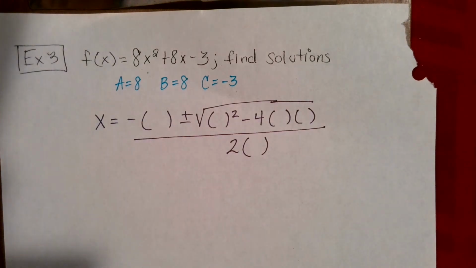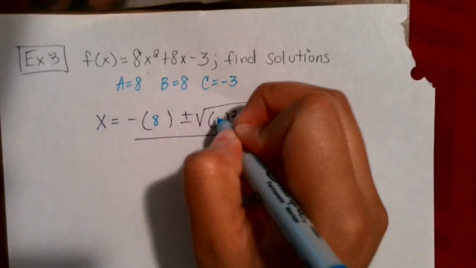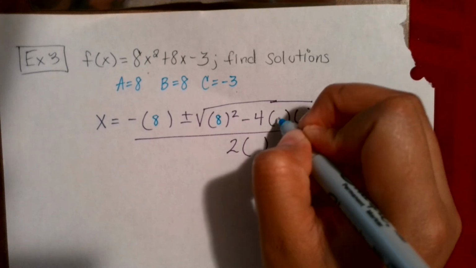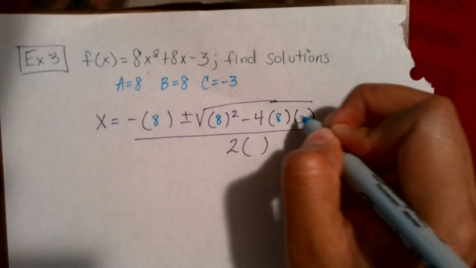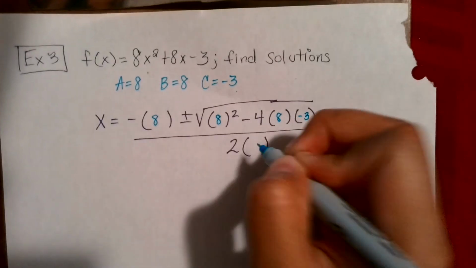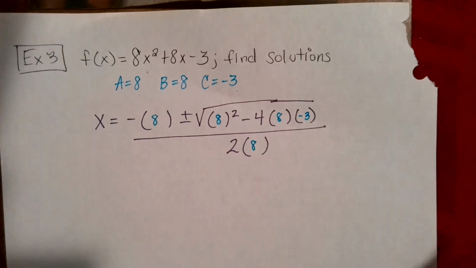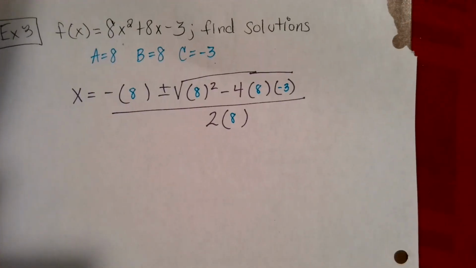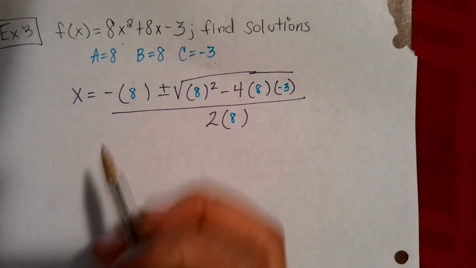So now I'm just going to fill in all my blanks. My b is 8. My b is 8. My a is 8. This time I got it right. My c is negative 3. And my a is 8. So make sure you don't make a mistake like I did in the other one. And now we're going to simplify this radical.